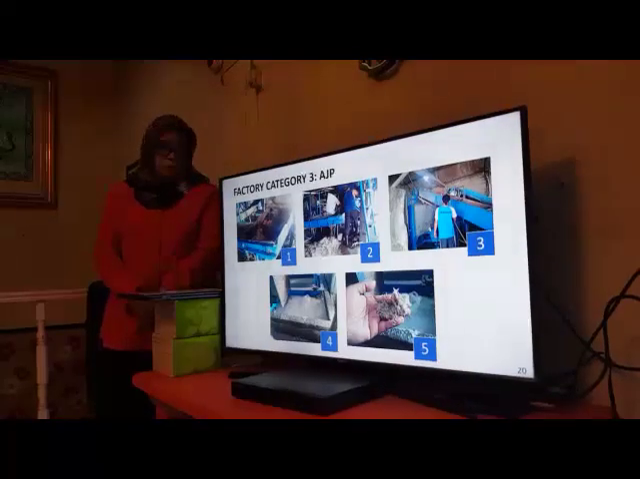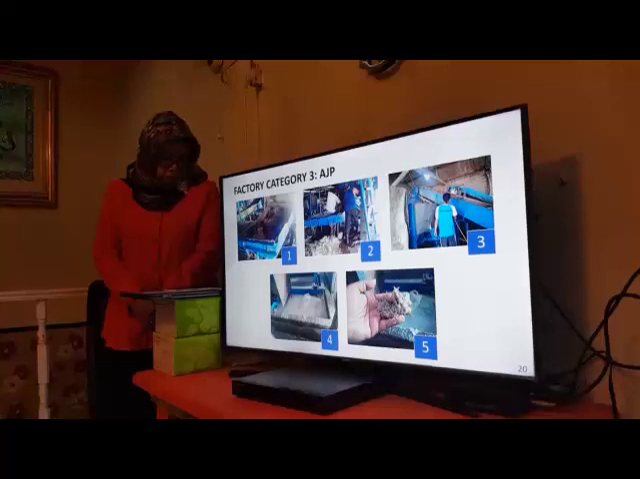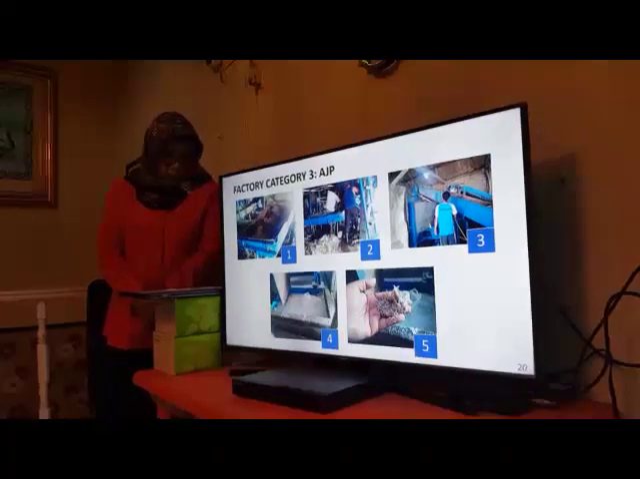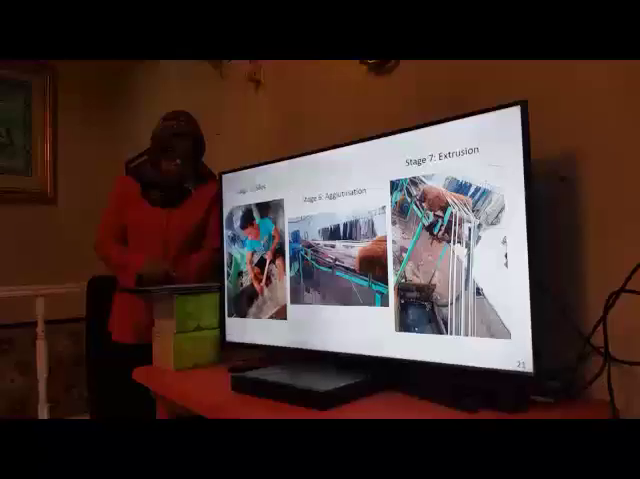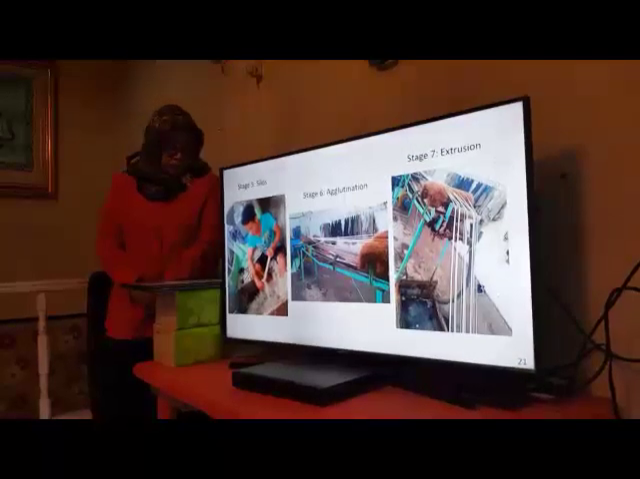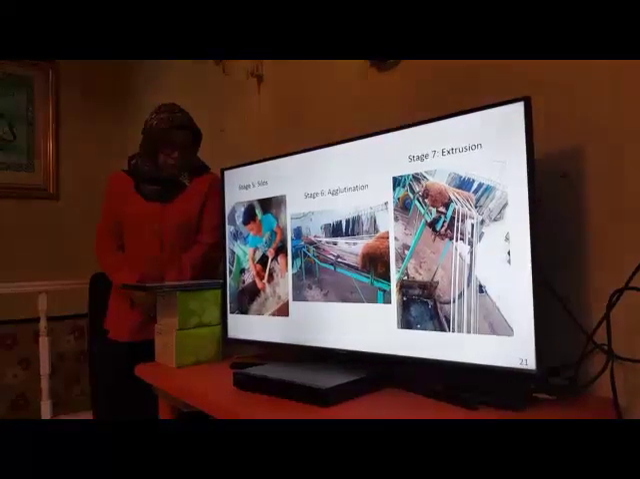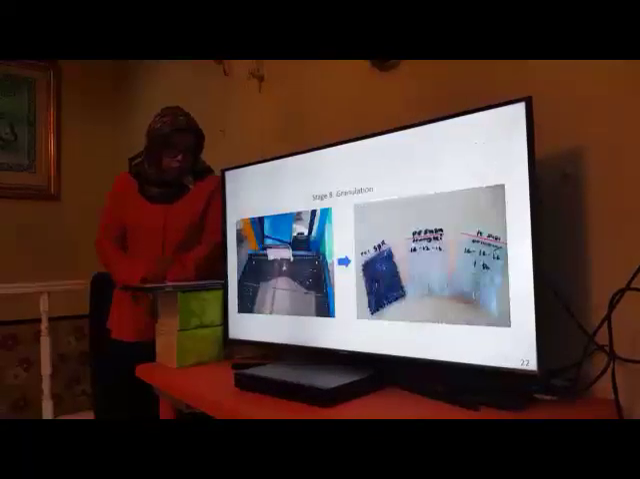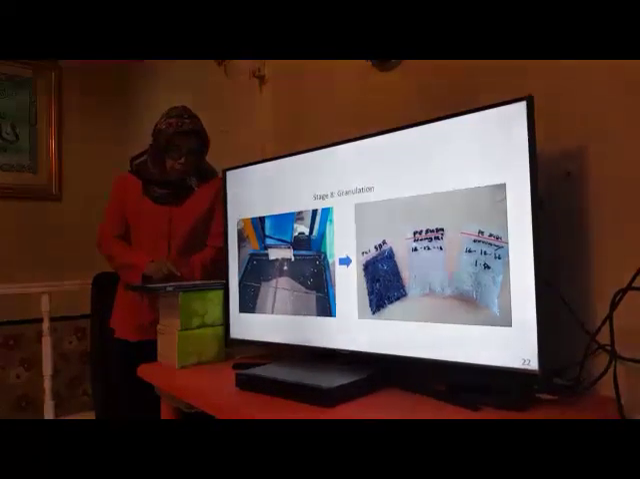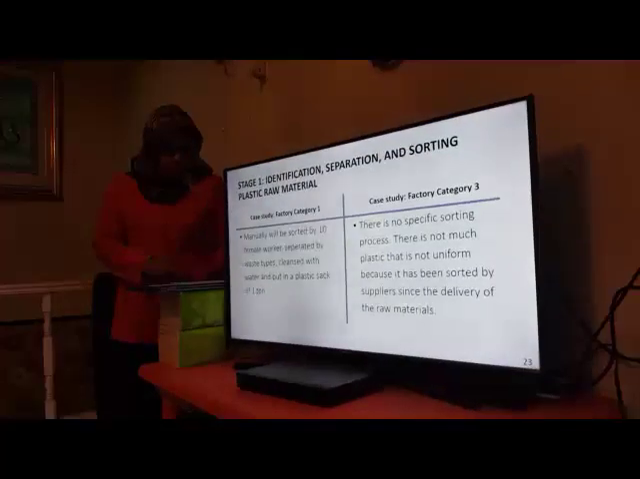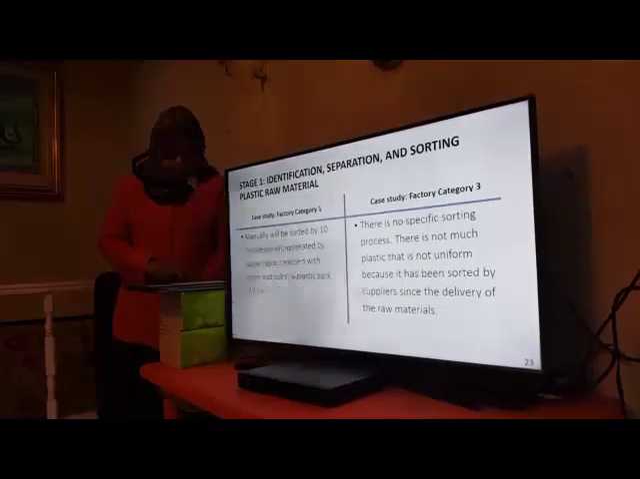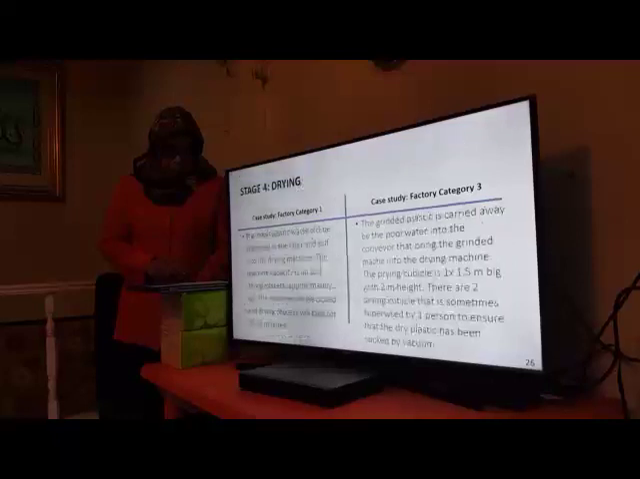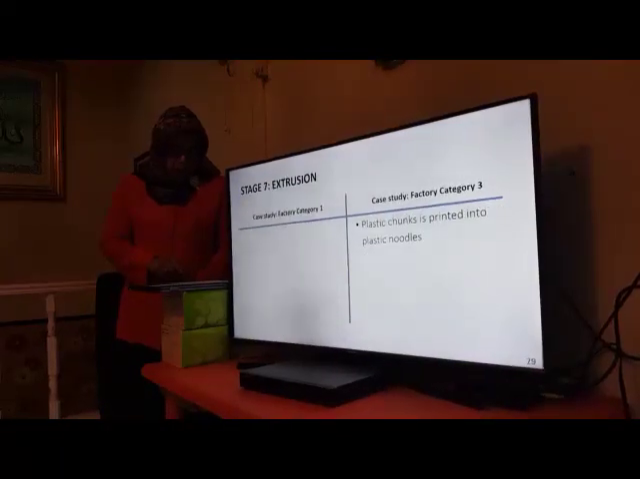It is the same with the AGB. First they do sorting, washing, grinding, and then drying, and in step 5 they put it into silos. Then step 6 is agglutination, step 7 extrusion, and step 8 granulation into pellets. This is the identification, separation, and sorting of plastic raw material for category 1 and category 3. I don't want to explain it all, but we can read the explanation for category 1 and category 3 in the presentation.